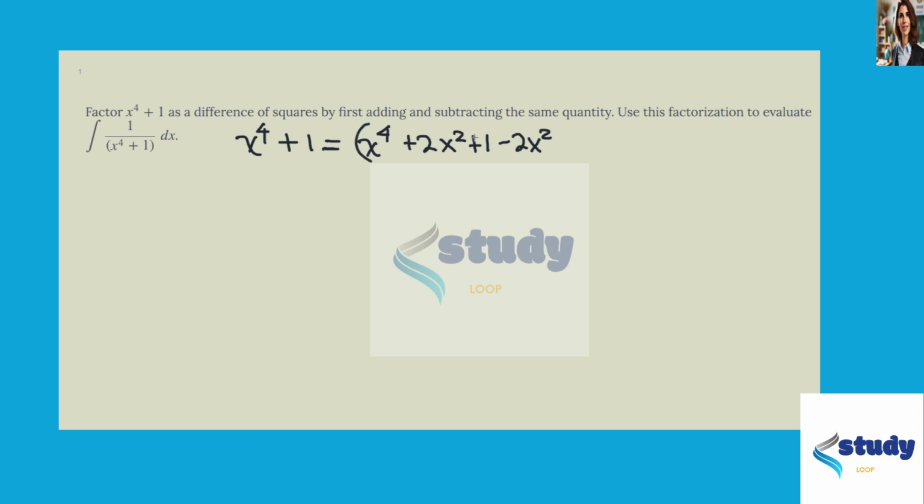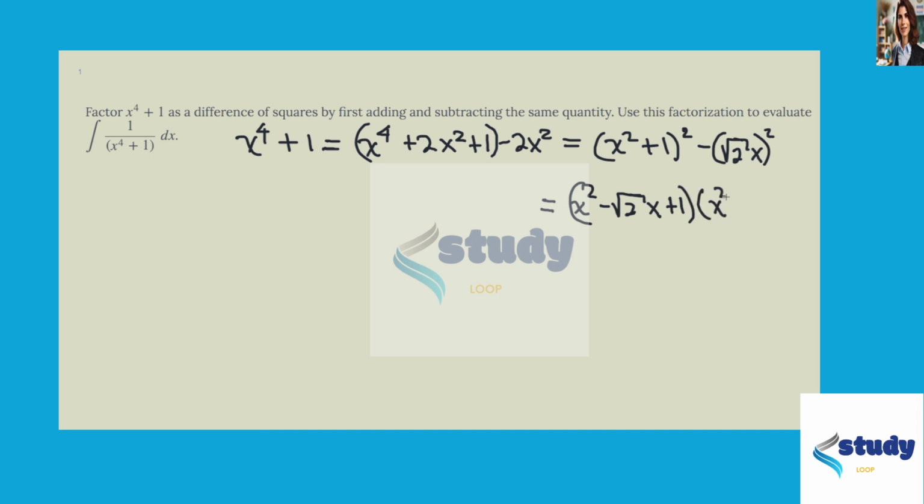And then we can write this as x squared plus 1 squared, minus root 2 times x, and that's all squared too. And then on this latest expression, we could do difference of squares. There's the first, and then here's the second. So now we can rewrite this, just the integrand, not the integral itself.